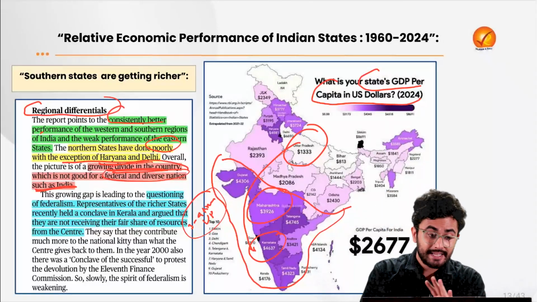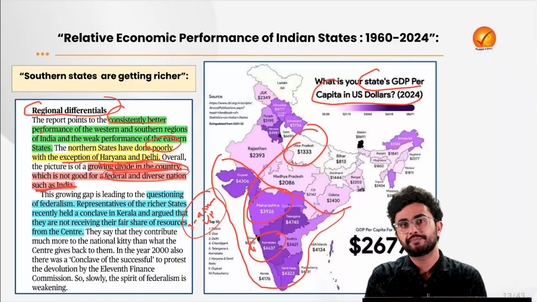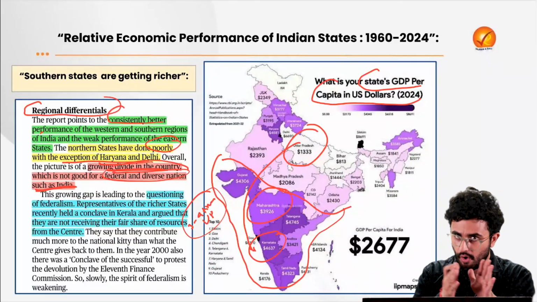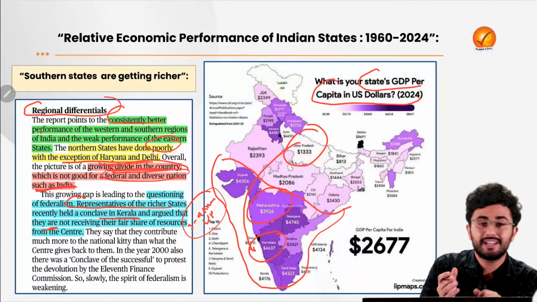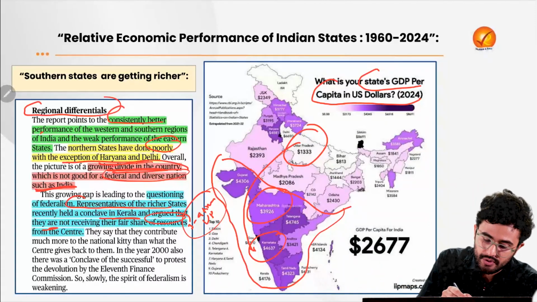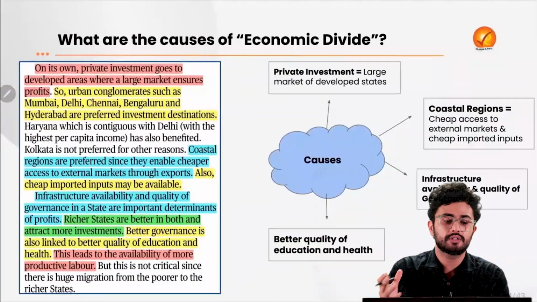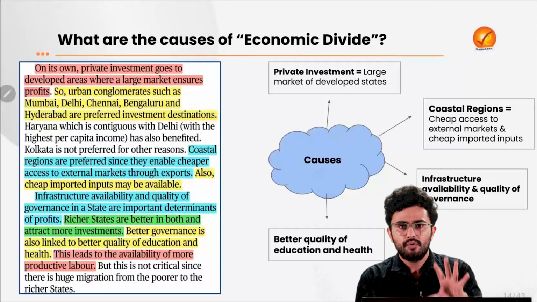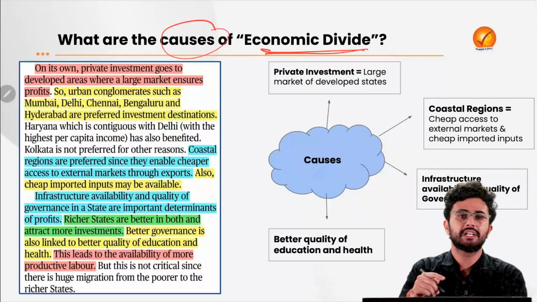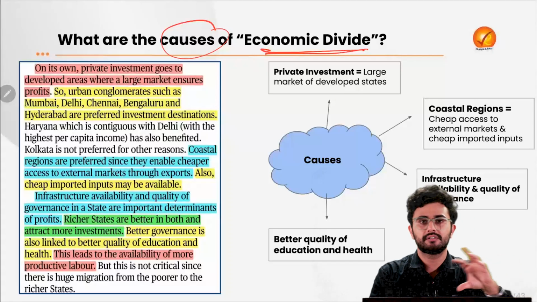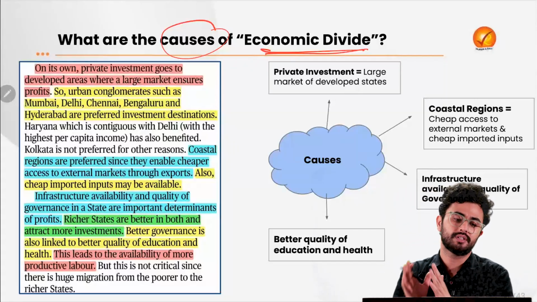So obviously that can convert into a federal issue. Then these states have also, for example, the representatives of richer states recently held a conclave in Kerala and argued that they are not receiving their fair share of resources from the center, which is also a major issue. Now, let's first try to analyze what are the causes of this economic divide which persists between the richer southern states and the poorer northern states.